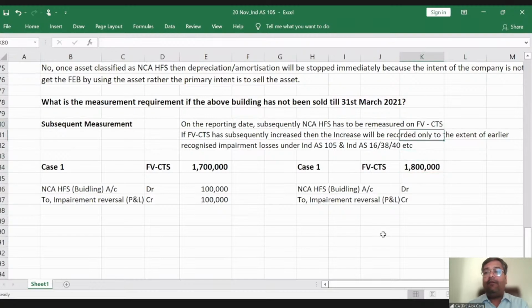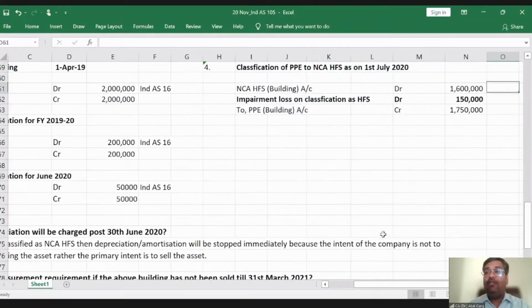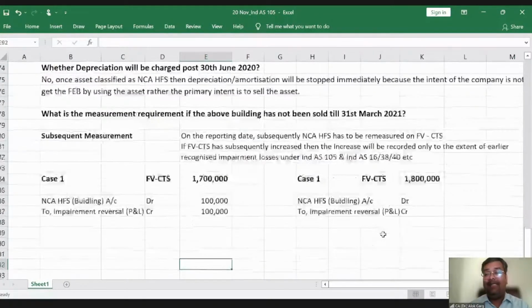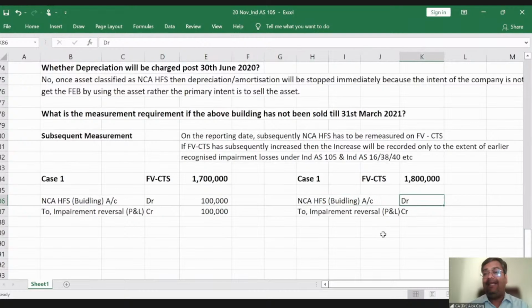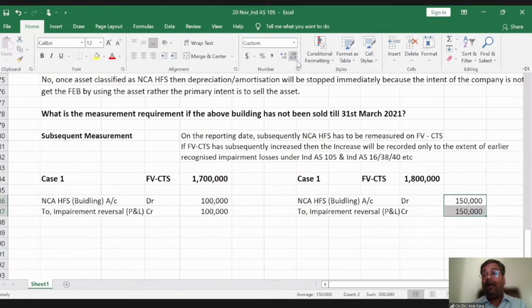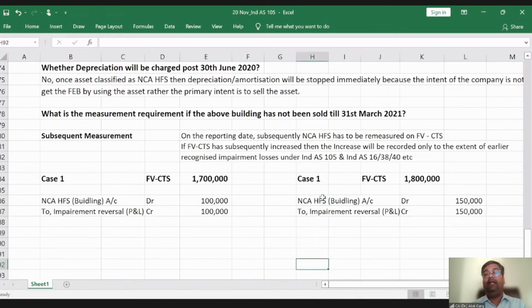Friends, earlier it was 16 lakh. Now it becomes 18 lakh. So there is an increase of 2 lakh, right? But earlier we have only recorded the impairment loss of 1,50,000, and in Ind AS 16, we haven't recorded any impairment losses in this question. So in this case, the increase recognized is not 2 lakh rupees. It is 1,50,000 rupees, to the extent of impairment loss earlier recorded. So subsequently only reversal of impairment loss is allowed. Over and above, recording of gain is not allowed.